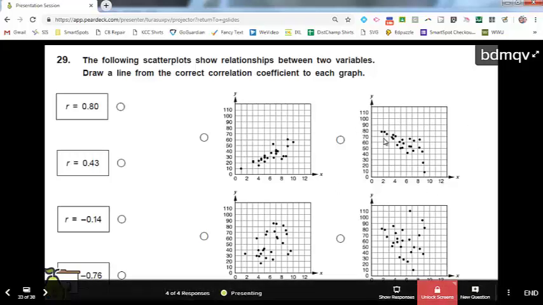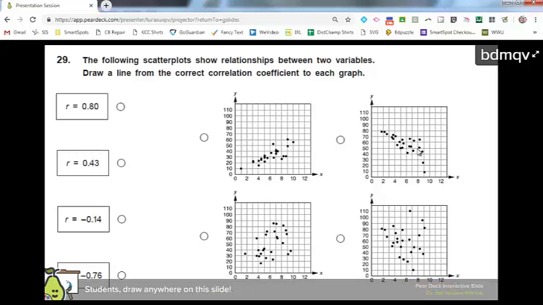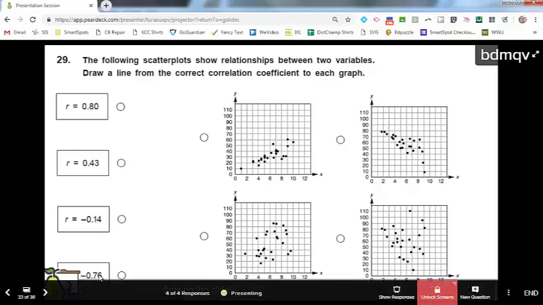Okay. This one is close, the other one that's close to a straight line, but it's in the negative direction. So which one would that go with? Negative 0.76, because it's going to be closer to a negative 1. Does that make sense? These that are farther away are not as close to a straight line. Do you see that? Now, this one, would you say this has a positive or a negative correlation? Positive correlation. And so we would say that one has to be the 0.43.